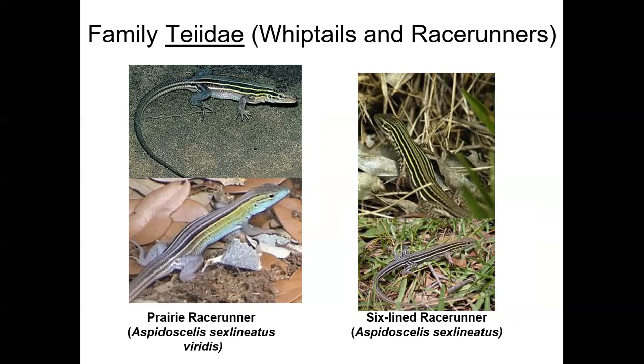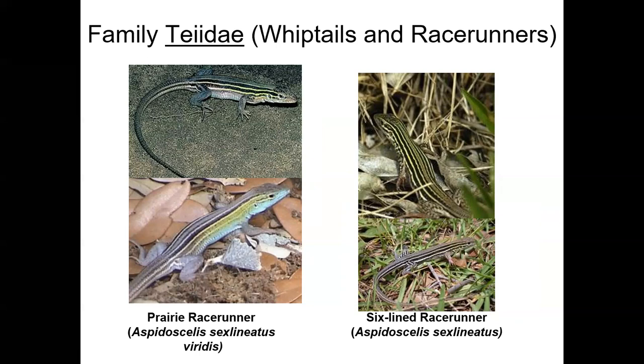Now, the prairie racerunner and six-lined racerunner that we have in Indiana is a sexual species. It does not have that clonal parthenogenetic mode of reproduction. So we don't have that in Indiana, but it is found in this family, and it is a term and a mode of reproduction that I want you to know. And again, it's called parthenogenesis, and it's found in your Snakes and Lizards of Indiana book. You can read about it and which families have it and how it works.